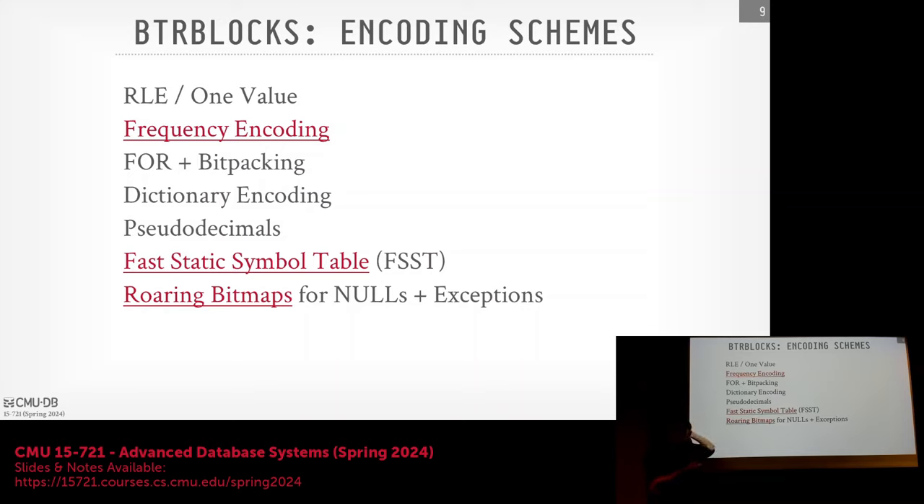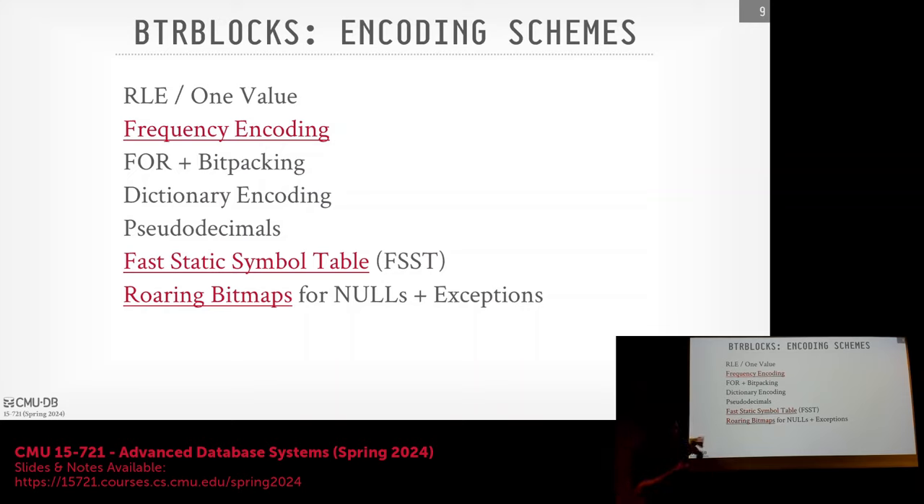Pseudo decimals. We didn't really talk about fixed point decimals, but the basic idea is that they're going to convert floating point numbers into integers by just figuring out where the decimal point is and store the integer version of that, and then what power of 10 you need to convert it back to a decimal, right?